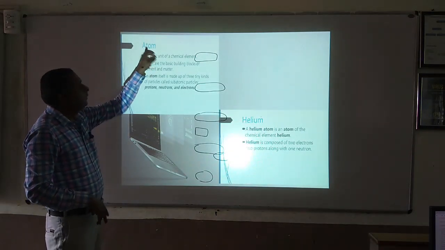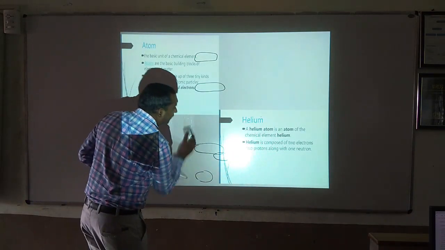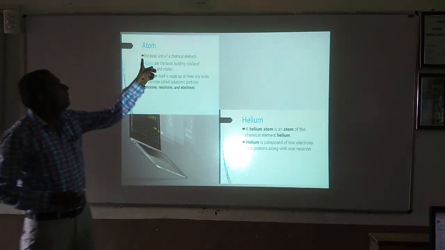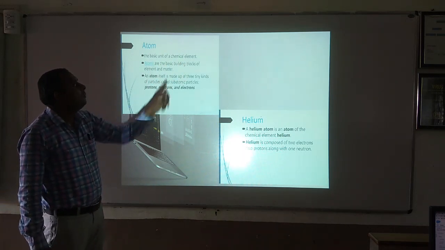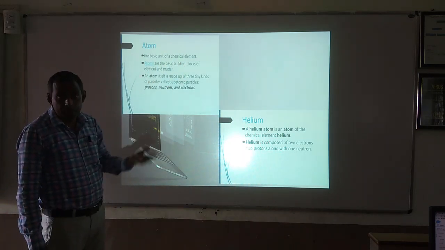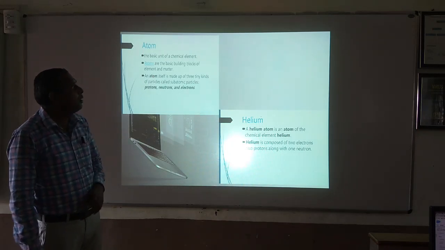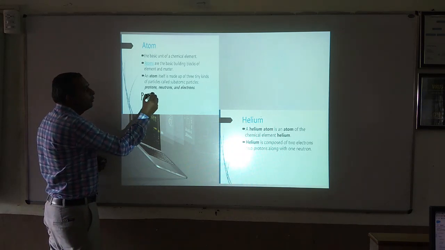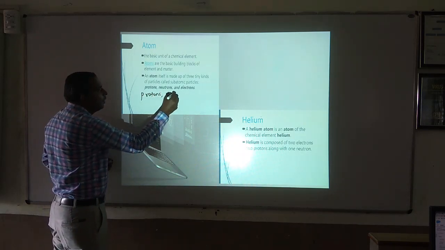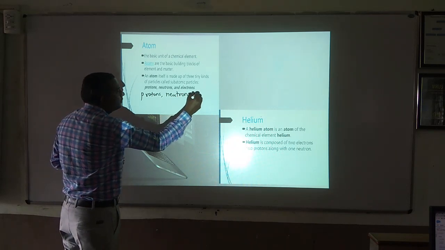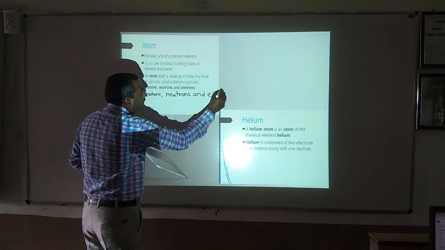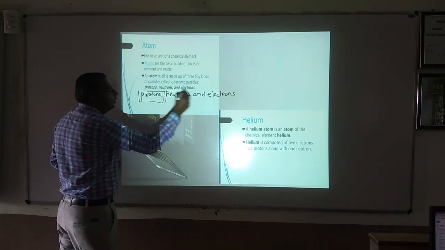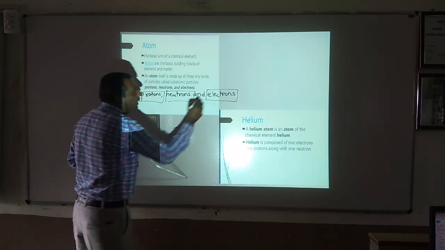Next, the atom is the basic unit of a chemical element. Atoms are the basic building blocks of elements and matter, as I have told. An atom itself is made up of three kinds of particles: protons, neutrons and electrons.